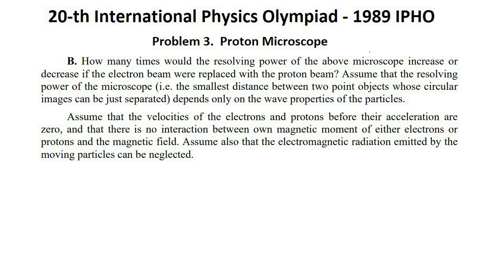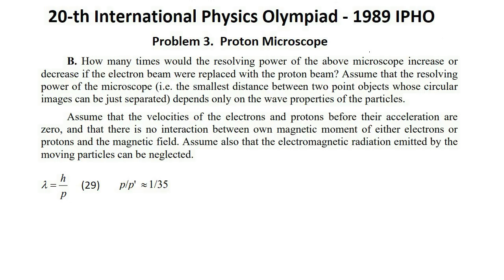Solution to part B. The resolving power of the microscope, in the meaning mentioned in the text of the problem, is proportional to the wavelength, in our case to the length of the de Broglie wave. Lambda equals h over p, expression (29), where h denotes the Planck constant and p is the momentum of the particle. We see that lambda is inversely proportional to the momentum of the particle.